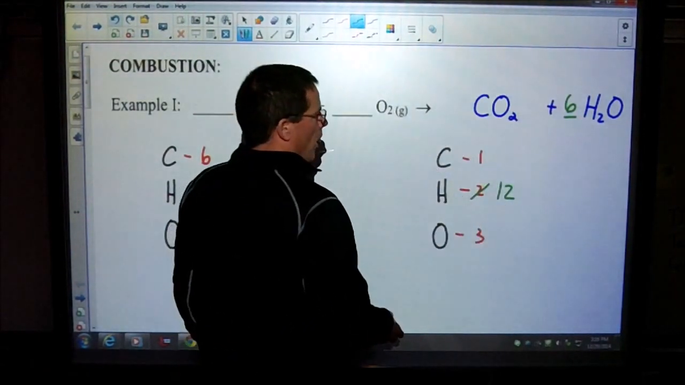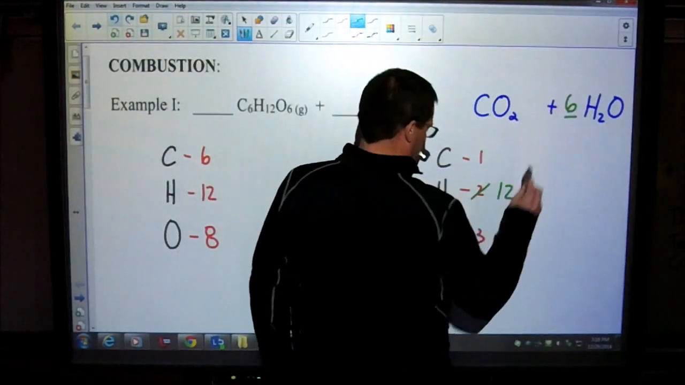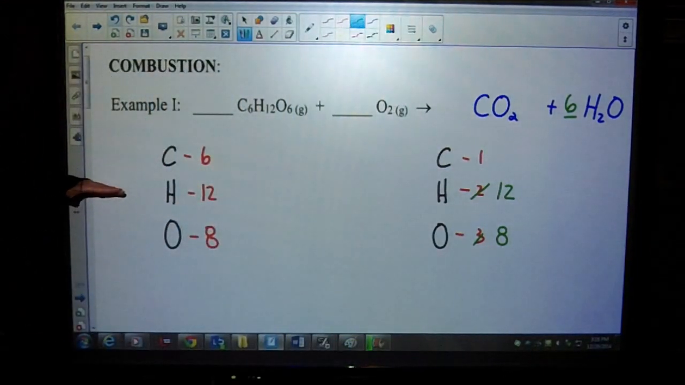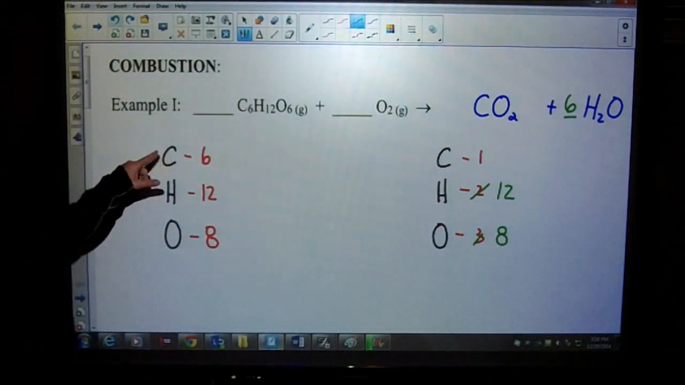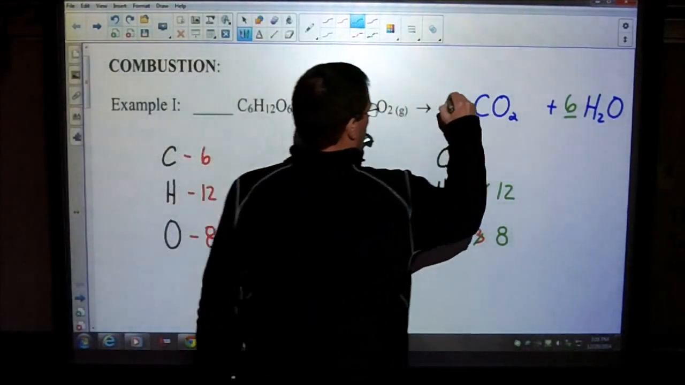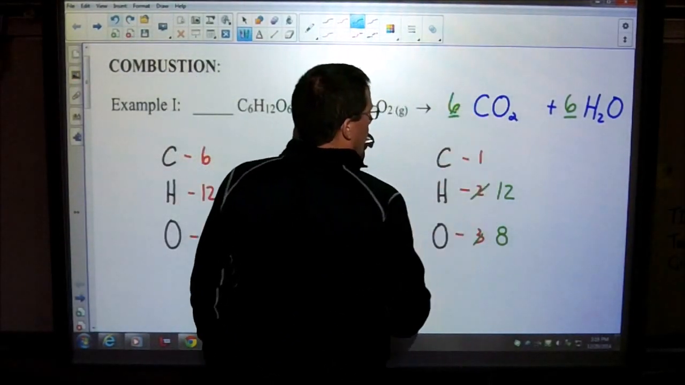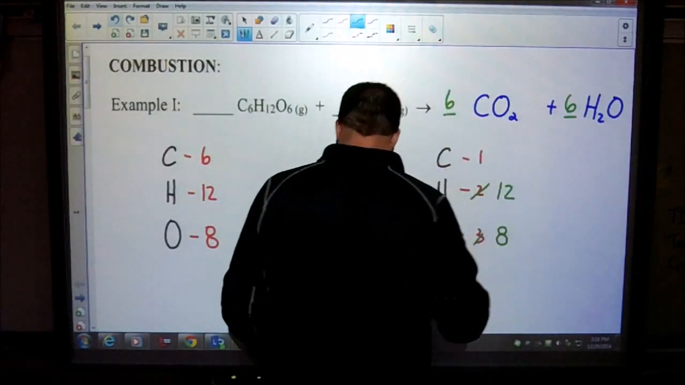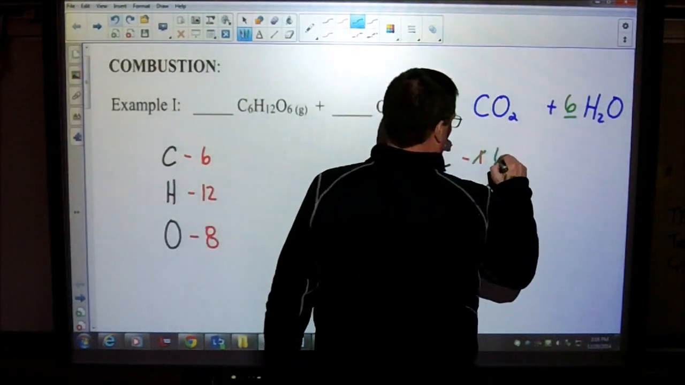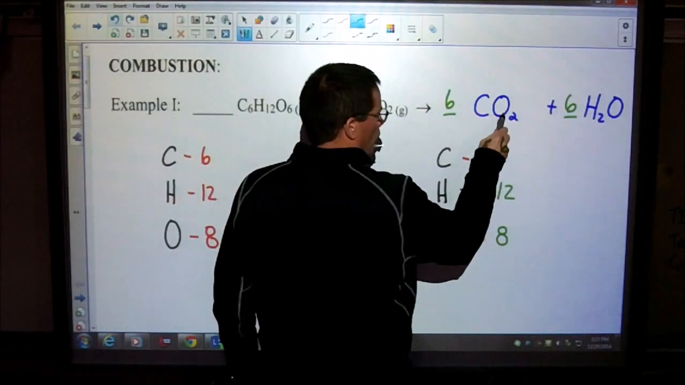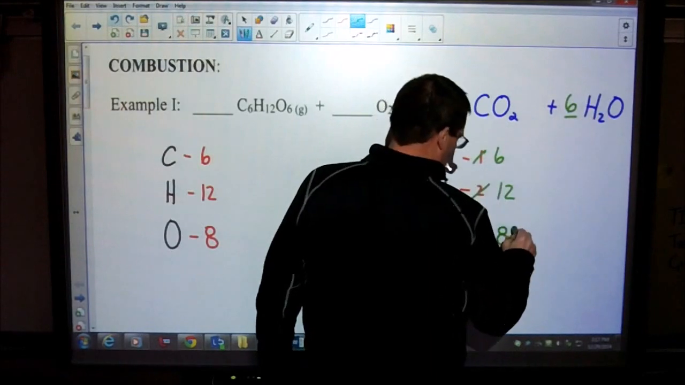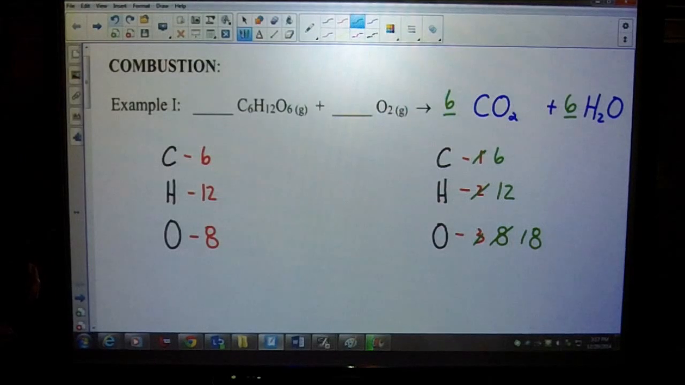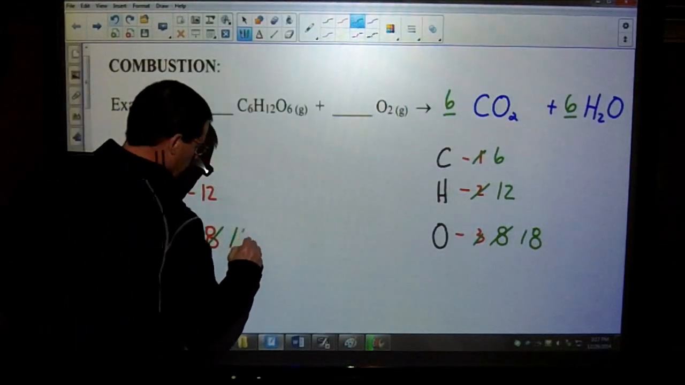Let's get our inventory for our oxygens. So 6 times 1 plus 2 is 8. The hydrogen looked good, so now let's balance the carbon on this side. Since we already have 6, we need to put a 6 there. That gives me 6 carbon. Now we have 6 times 2, which is 12, plus 6 times 1, which is 18. So my carbons and my hydrogens look good. Now I need to get 18 oxygen on this side.